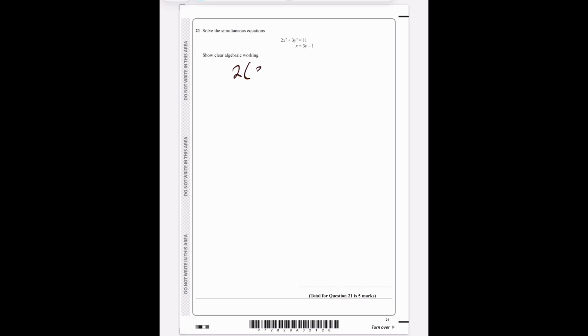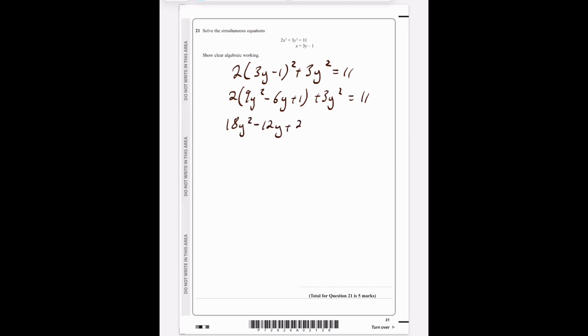Question 21, they have generously already set up the substitution for you. So x equals 3y minus 1. Don't be tempted to make y the subject to the second one and substitute that in, because you'll end up dealing with horrendous fractions. Substitute the x in straight away. Expand out 3y minus 1 squared and then multiply all of those parts by 2.